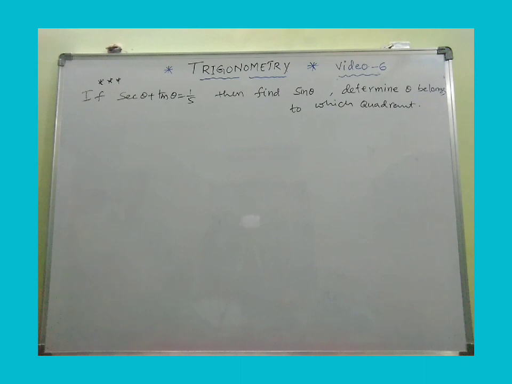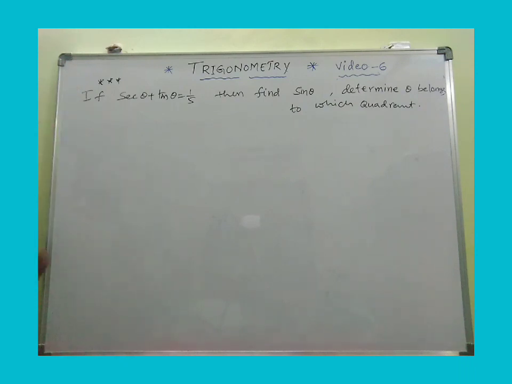So look at this question. If secant theta plus tan theta is equal to 1 by 5, then find sin theta. Also determine which quadrant theta belongs to. This is also a very, very important question.